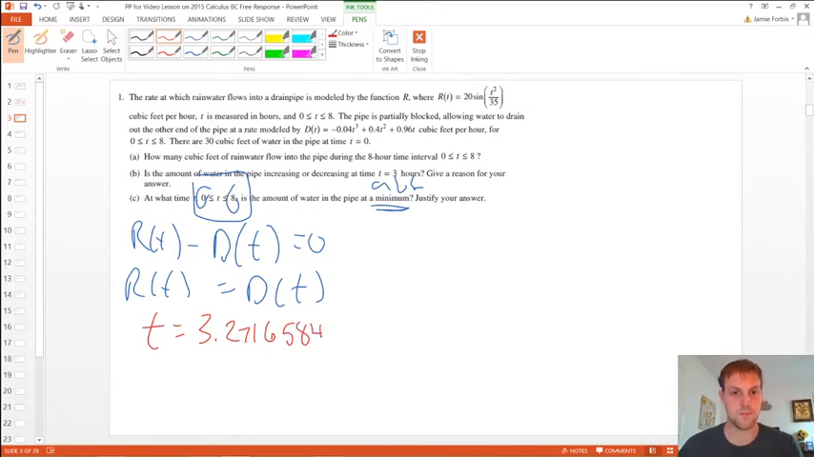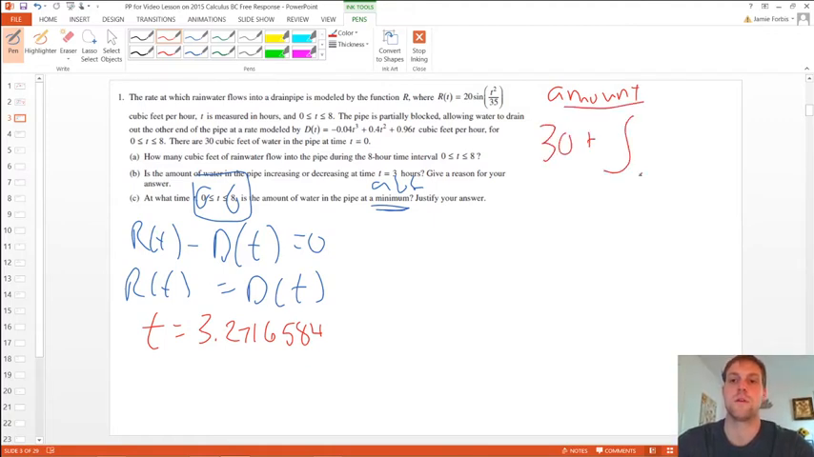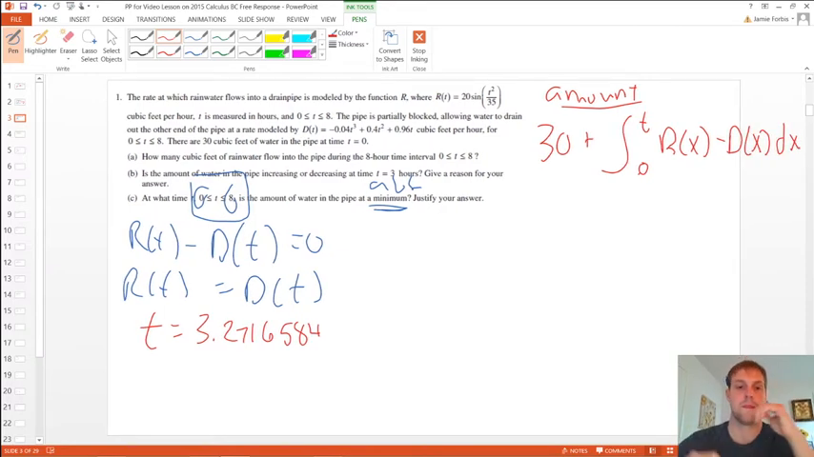Now, to determine if it's a minimum, remember that amount function that I came up with earlier, right? The amount function I came up with earlier was 30 plus the integral from 0 to t of r of x minus d of x dx, okay? Now, if I want to know which one's a minimum between my endpoints and my critical points, I'm just going to plug all those values in for t into this equation, which again, you can just type this out in the calculator and determine your answer.